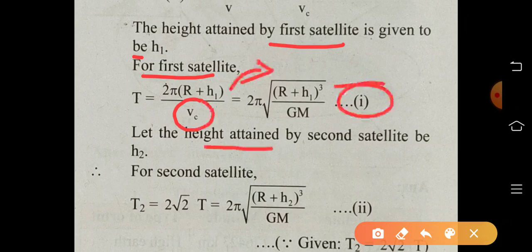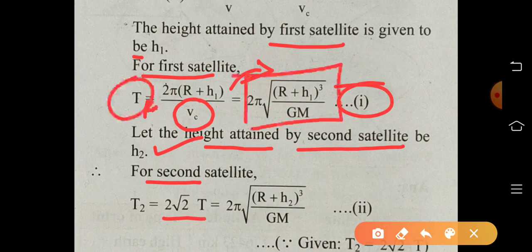Let the height attained by the second satellite be h2. For the first satellite, the time period is t; for the second satellite, the time period t2 is 2 root 2 times capital T. No need to mention t1 here, only t is fine. So what is the value of capital T? That value is substituted. So 2 pi times the square root of (R plus h2) whole cubed upon GM. This is the second formula.